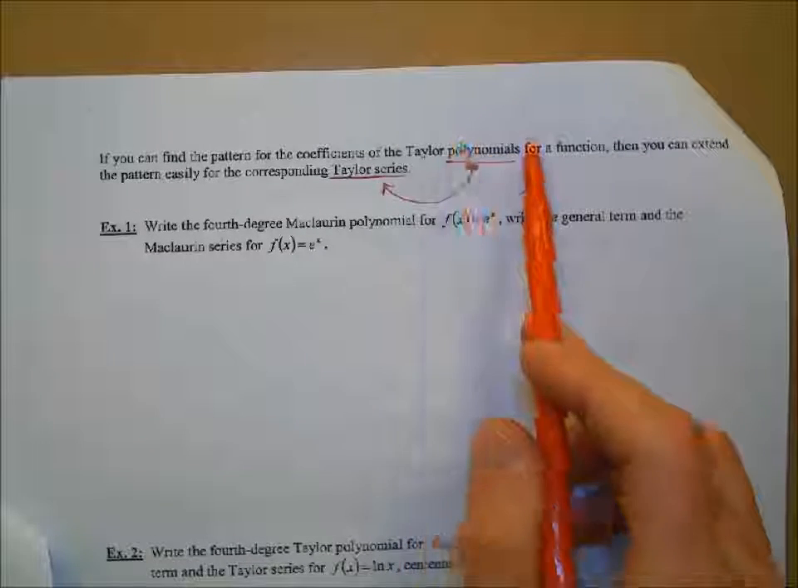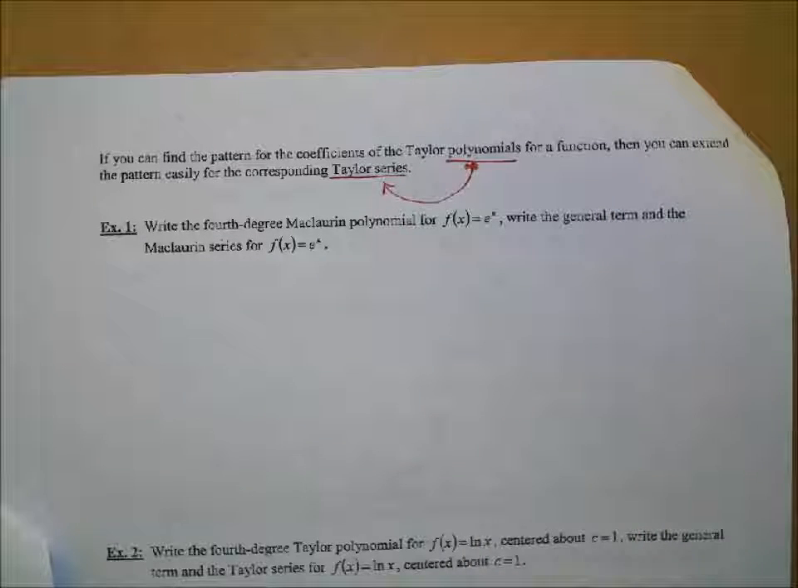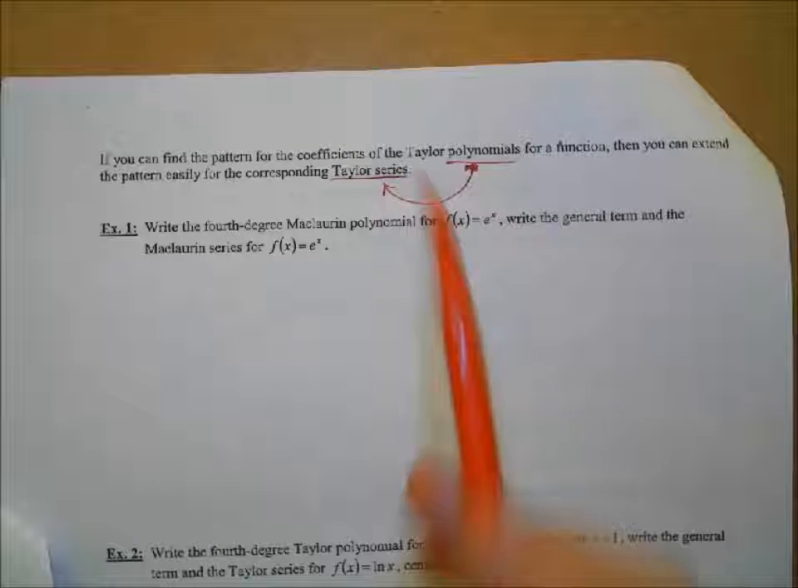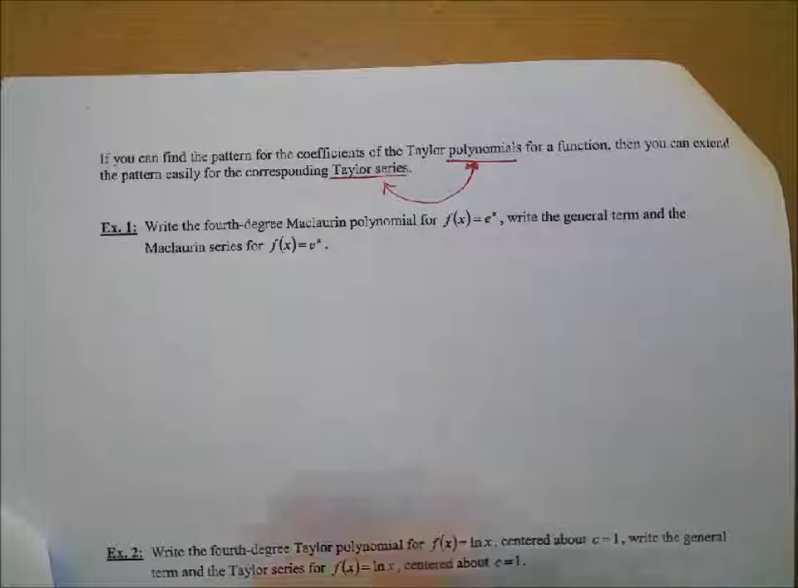Okay, so this is like taking the series written out as a sum and then rewriting it as a summation with sigma and stuff like that. Okay, so example 1 here asks us to write the 4th degree Maclaurin polynomial for f of x equals e to the x. Okay, and so go ahead and do that.